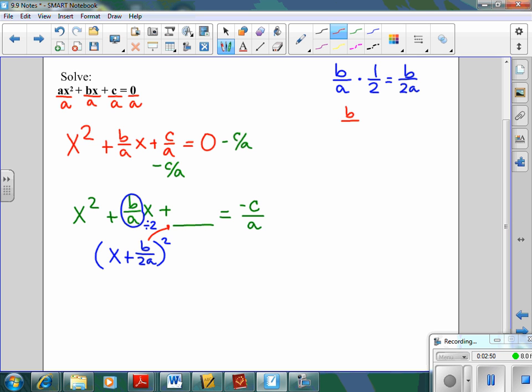So if we have b divided by 2a and we square it, remember we can distribute that square. So we get b squared on top divided by 2 squared, which is 4, times a squared. So that's what goes up here. I know this is pretty messy. And then we can't just go adding things to one side of the equation. Whatever we do to one side, we have to do to the other.